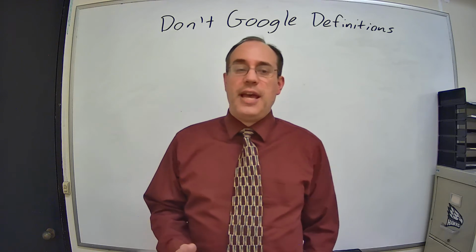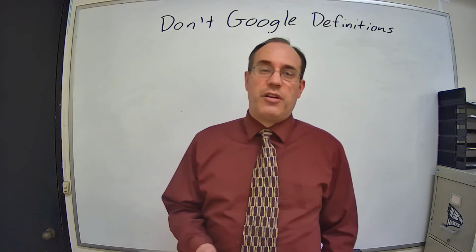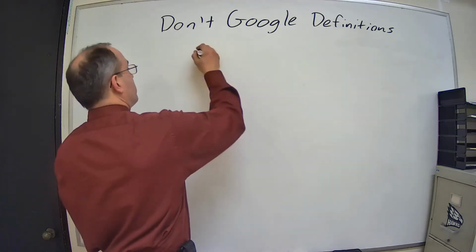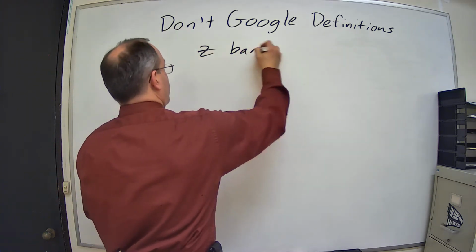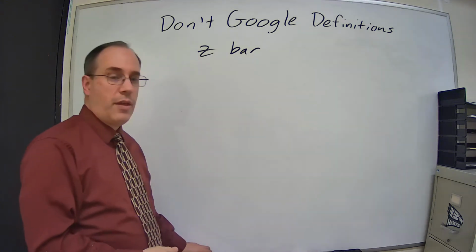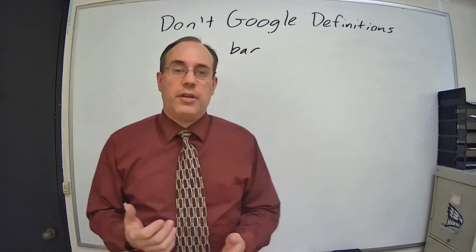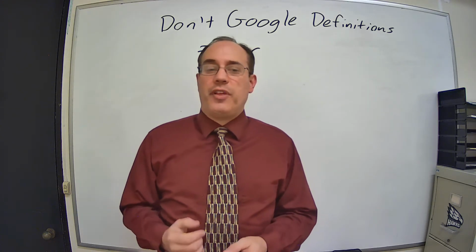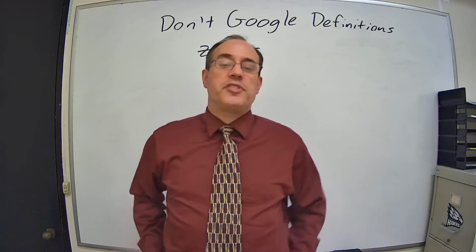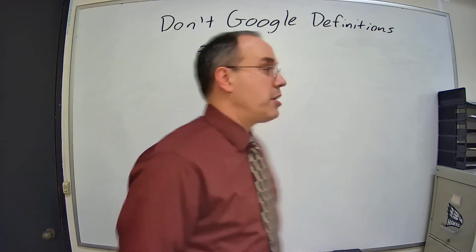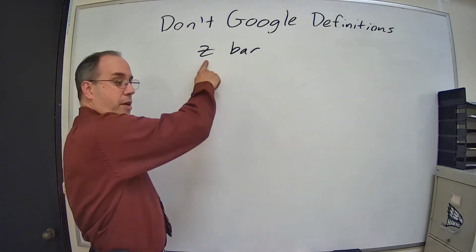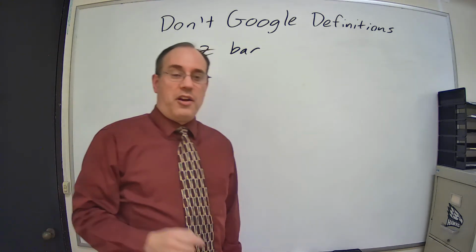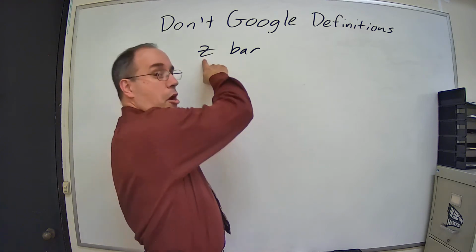For my example today, I'm going to use the definition of z-bar. Now, if I Google z-bar, I get the following definition. Z-bar is a letter of the Latin alphabet derived from Z with the addition of a stroke. This is how I write my Z's. I put a Z and then I put a line through it. According to Google, that is Z-bar.